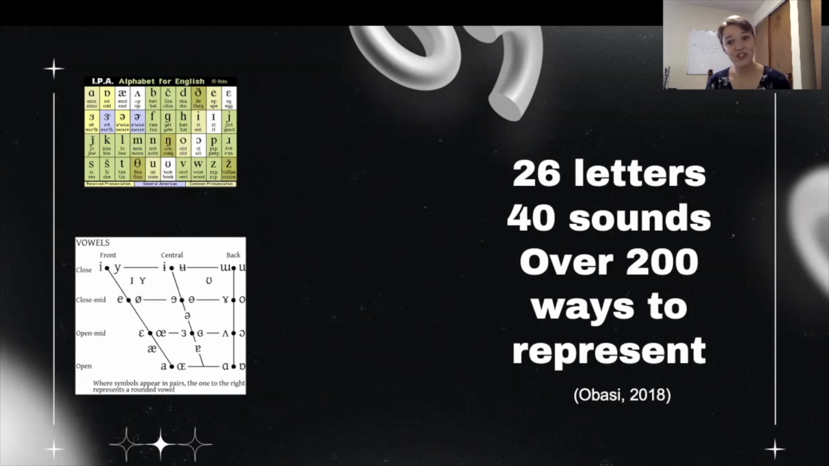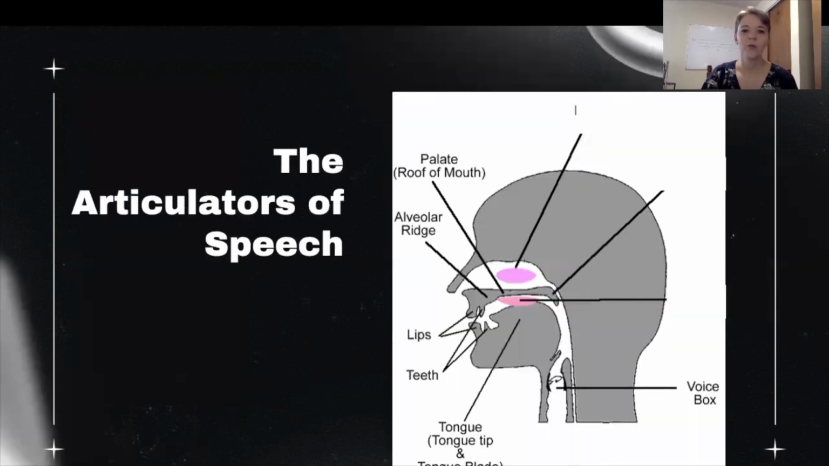In fact, linguists tried to come up with their own international phonetic alphabet where each letter is assigned one sound, but we don't use that every day. We use those 26 letters, not all of those symbols. So it's pretty difficult. One way that you can make this a lot easier for your students is to give them practical advice. So, one way to do that is by talking about the articulators of speech.